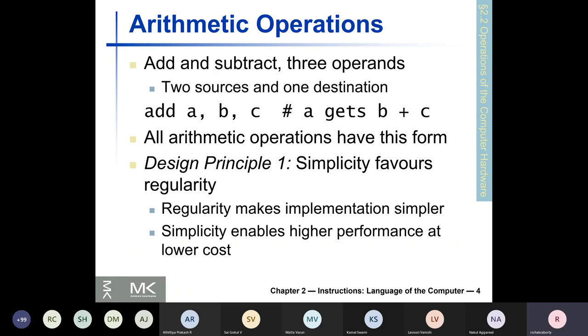Now we have not mentioned anything about this A, B, C. What are these? Are these variables? Are these registers? Are these contents of memory? That is not very clear here. So we will slowly come to making it clear what these destination and source operands are.